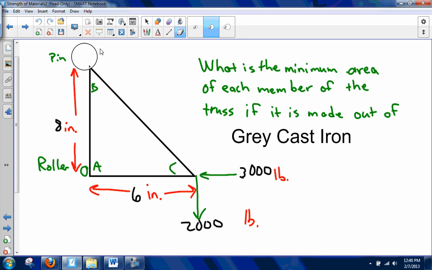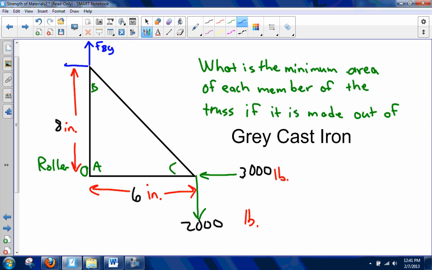So that means this pin that's at B has to be replaced by its forces. So that's going to be a force in the X and a force in the Y. So I'm going to draw this one up. I'm going to call it FBY. I'm going to draw this one this way. I'm going to call it FBX. All right, the roller at A has to be replaced with a force. And it's going to be FAX. All right, so we've got our free body diagram now.